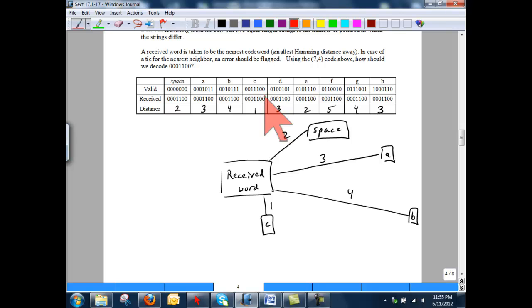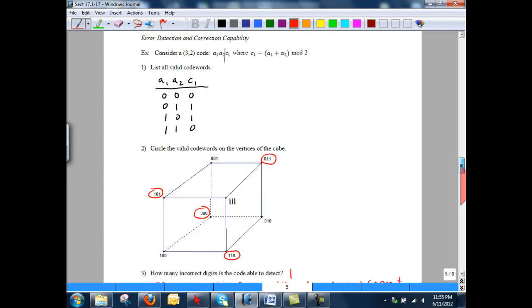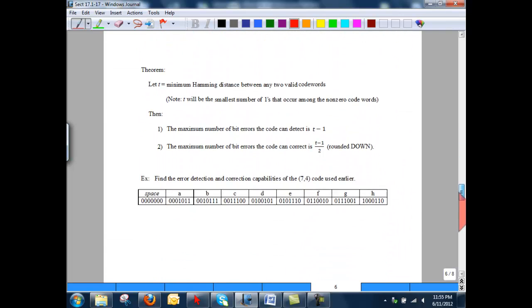But if we had a tie, if this 1 had also been a 2, and then there would have been a number of smallest distances, if there's a tie for the smallest distance, the right thing to do is not to decode at all. You can detect that error, but you shouldn't attempt to correct it.